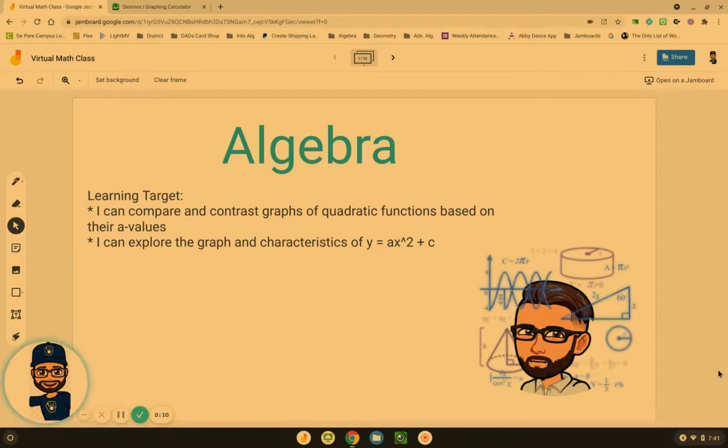And so in today's video, we're going to focus on comparing and contrasting different graphs of quadratic functions and exploring the graph and characteristics of y equals ax squared plus c. And so we're really just expanding a little bit on your exploration from yesterday and trying to see what you noticed and how we can use that information to help us create some of these graphs.